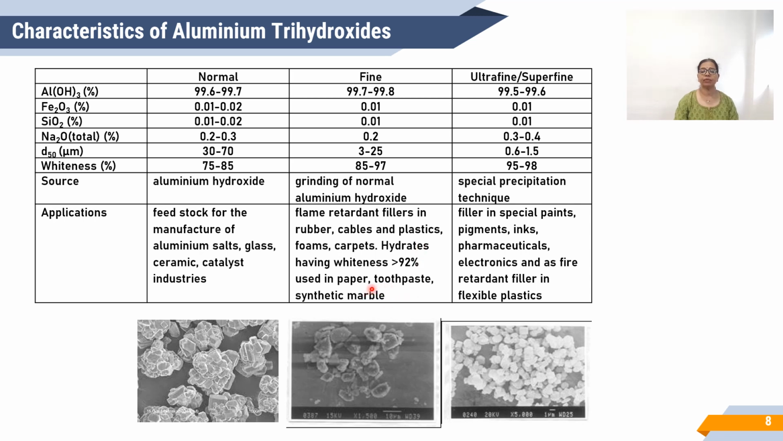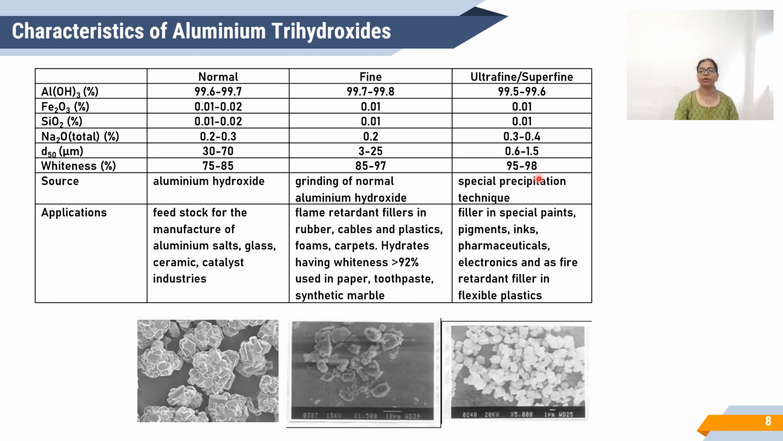Even for the application in paper, in toothpaste or in synthetic marble, the whiteness should be above 92%. And hence, if we grind it, the whiteness increases because the structure of the aluminum hydroxide is a very regular structure, it is hexagonally shaped. This structure opens up after grinding, and the whiteness increases up to greater than 92%. And hence they can be used in paper for increasing the whiteness of the paper, in toothpaste as abrasives, and in synthetic marble for increasing the translucency of the material.